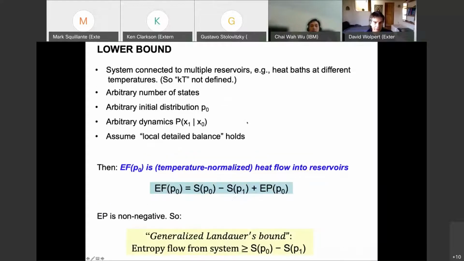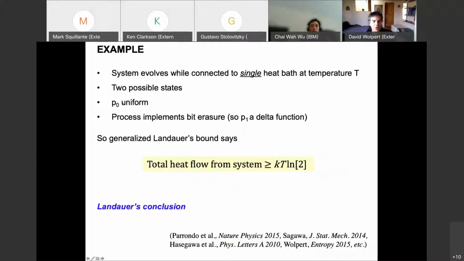Well, recall that what we're saying is the entropy flow is your initial entropy minus your ending entropy. That's the lower bound on it. If you're starting with a uniform distribution, that means your initial entropy is log 2. If you're ending with a delta function, your ending entropy is 0. In most forms of arithmetic, the difference between log 2 and 0 is log 2. Anyway, therefore the generalized Landauer's bound in this particular case reduces to the one that we all know and love. The total heat flow from the system when this is your setup is lower bounded by kT log 2.